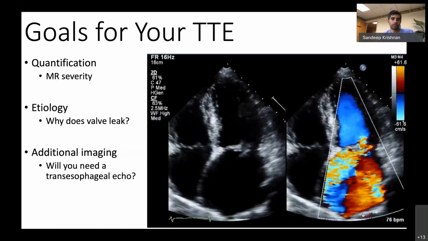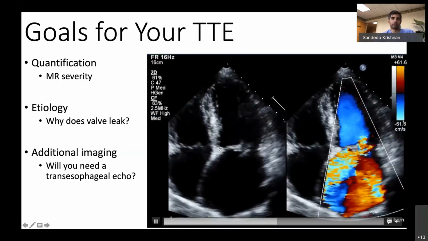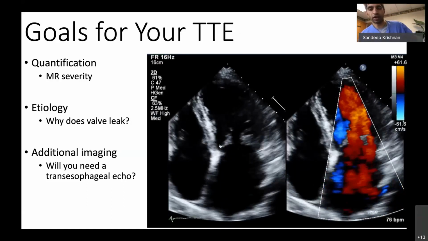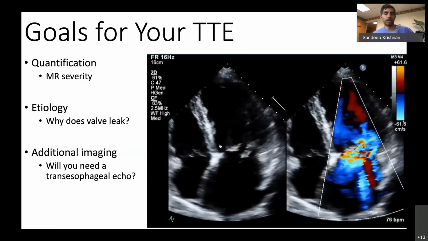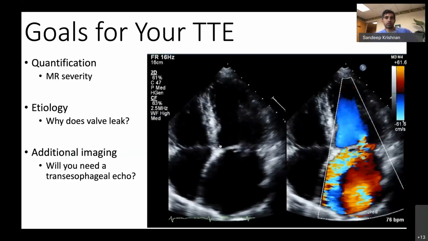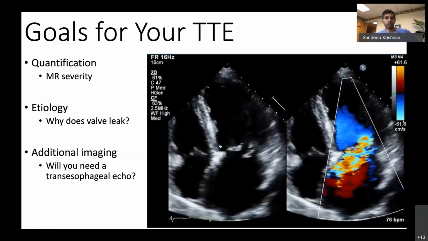So this is a perfect example of, I really don't need a transesophageal echo. Of course, we're not seeing all the details here, but I know that this is a leaky valve, and this is one that either needs surgery or a mitral clip. So for me personally, I can't speak for the heart surgeons here, but I don't need a transesophageal echo in this case.